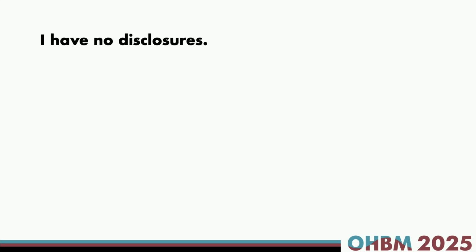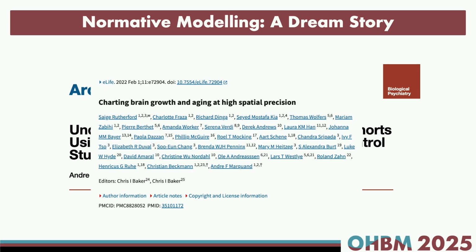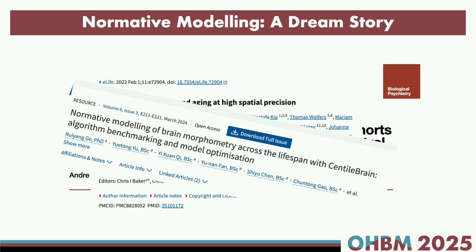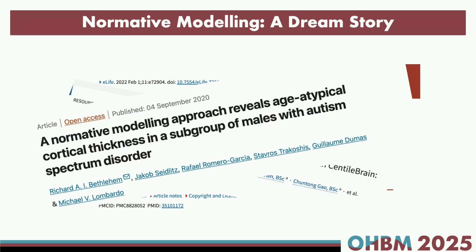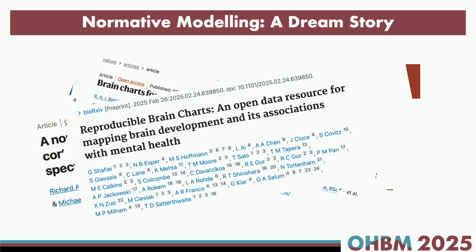I have no disclosures. So if you've been around for the last 5 to 10 years, then you've experienced the dream story that normative modeling is. From the first publication of the framework to the first release of pre-trained models, there's been a great uptake. And I'm only showing here other papers that have also released pre-trained models, not to speak of all the applications to papers that have been published applying this framework.